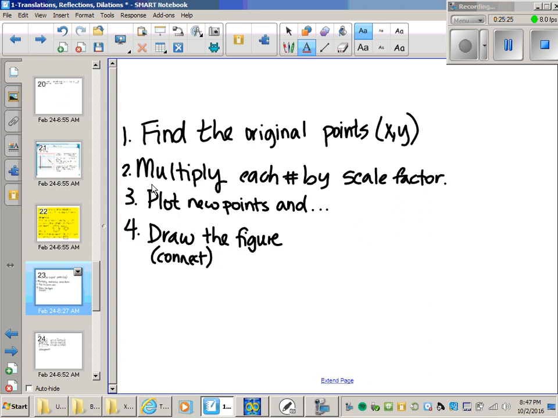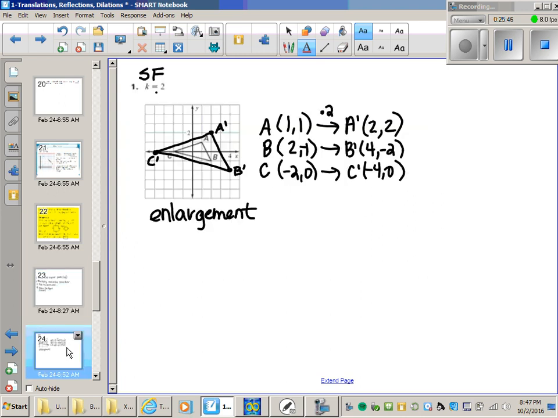So here are some steps, if you like steps. Step 1, find the original points and name each of them. Step 2, to dilate the figure, you must multiply each of the numbers by the scale factor. So the x value and the y value have to be multiplied by the scale factor. Then you're going to plot the new points and draw the figure, making sure that you connect your figure. So here's an example. We have A, B, C.